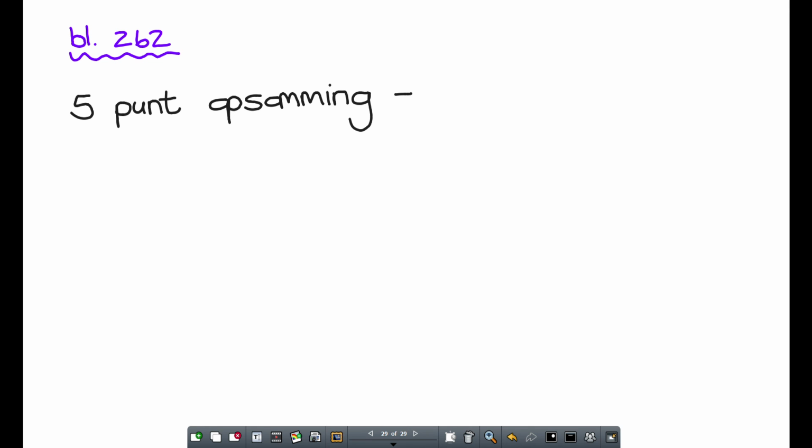Goed, so 5-punt opsomming. Ons het gesê jy het nodig die minimum, Q1, Q2, Q3, and the maximum.